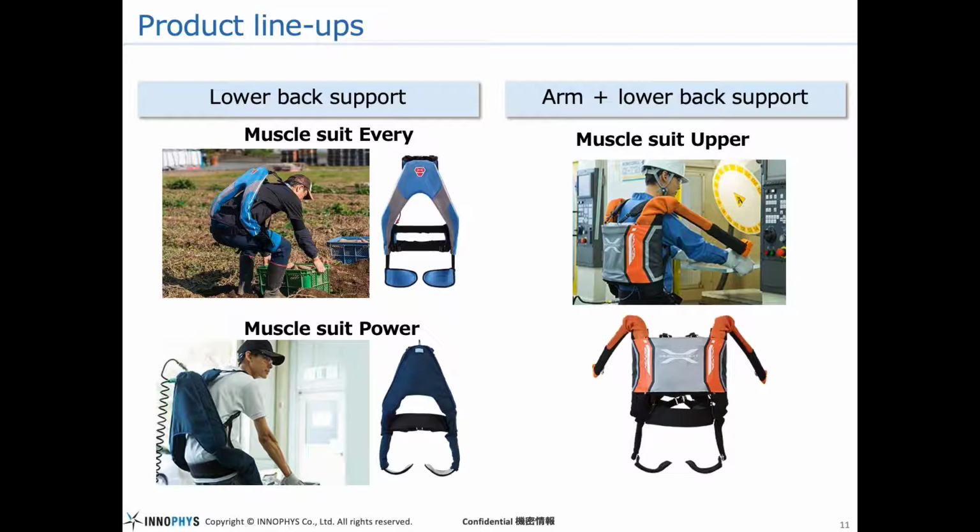Muscle Suit Power's assist power is about 35 kg, so it helps support your body behind with a maximum of 35 kg. The weight is about 6.6 kg, and the price is about 900,000 yen. And Muscle Suit Upper, on the right hand side, is a powerful one. It supports both arms and back, and it costs about 2 million Japanese yen.